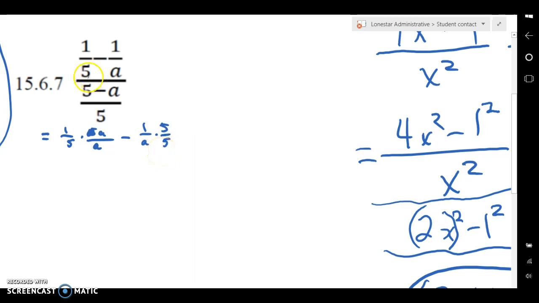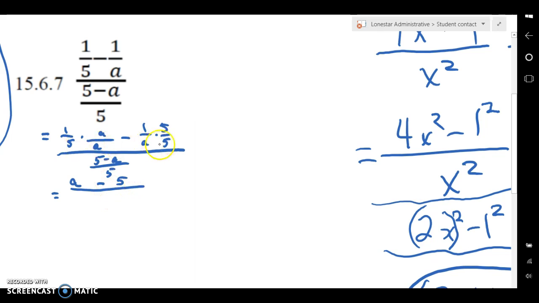So in this denominator we had a 5, but we need an a to get a 5a. In this one we had an a, but we need a 5 to get a 5a, and that's why we multiplied by a over a in the first case and 5 over 5 in the second case. And here we have 5 minus a over 5a. I'm going to go ahead and combine them: a minus 5.